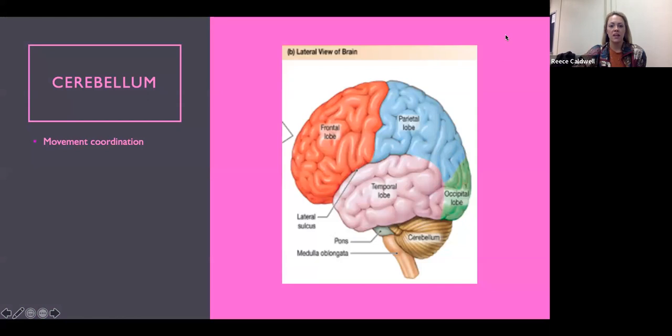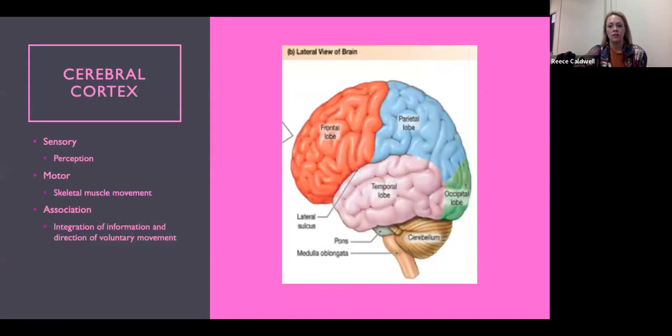Next we have the cerebellum. The cerebellum helps with movement coordination. It's the little small brain. That's what it's normally referred to as, the small brain, down at the base of the brain, and it helps with movement. So if you ever get a bad injury at the back of the base of your skull, you might have partial body paralysis or just incorrect coordination of your skeletal muscles, because there is a lot of movement coordination that occurs there.